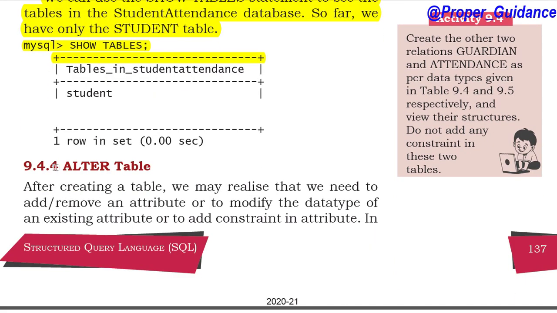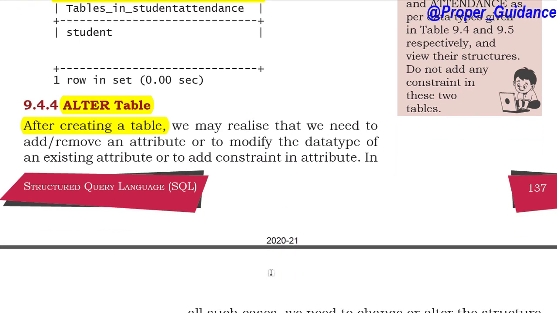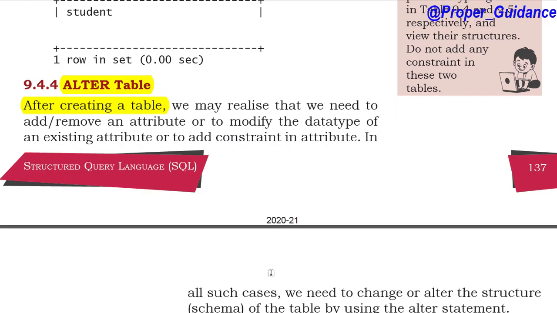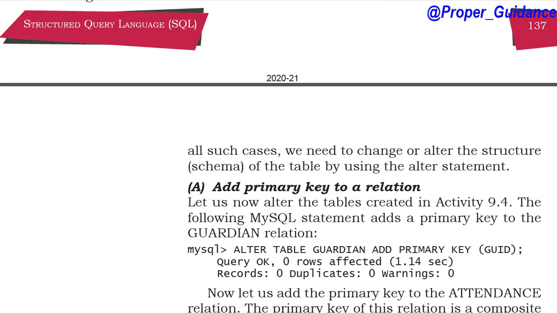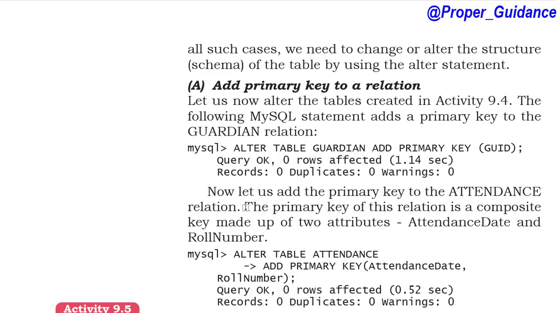Alter table. Next, alter table. After creating a table, we may realize that we need to add or remove any attribute or to modify the data type of an existing attribute or to add a constraint to an attribute. In that case, we need to change or alter all these things.